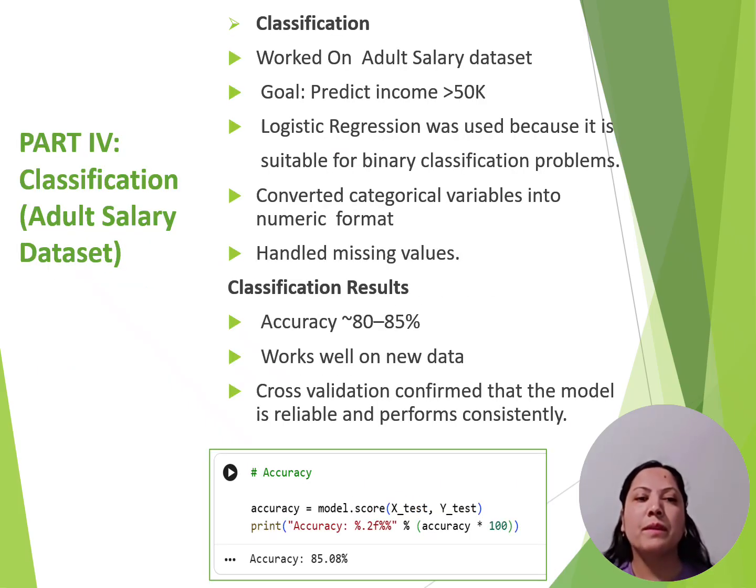So for part 4, classification, I use the adult salary data set. The goal was to predict whether a person has an income of more than 50K. I use logistic regression because it is suitable for binary classification problems. Before building the model, I first converted categorical variables into numerical format using encoding and handled the missing values.